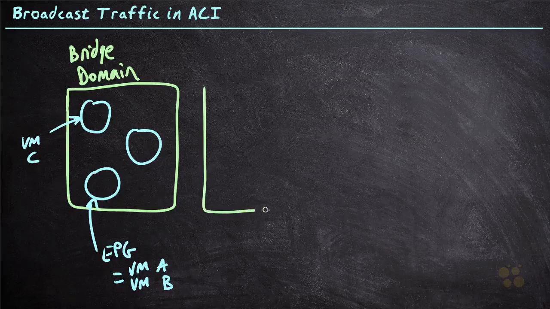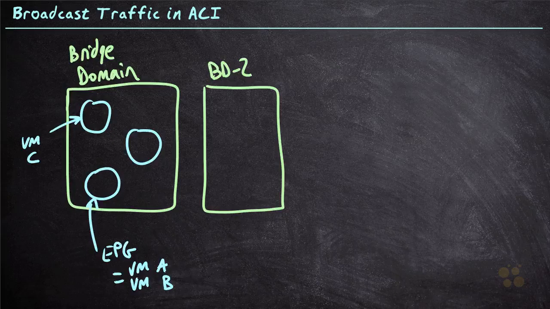Now let's say we have a second bridge domain as well. We'll just say this is BD2. And again, we've got a couple of endpoint groups in here. And so here we'll have virtual machine D.